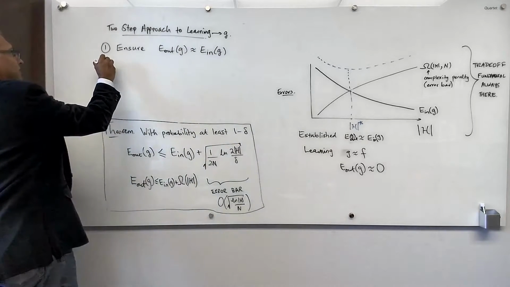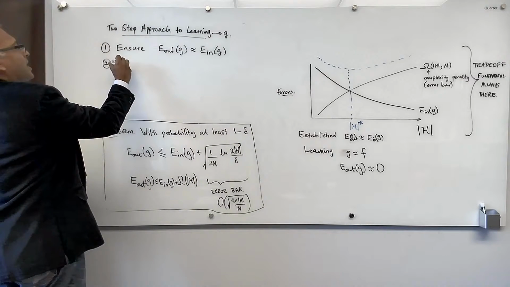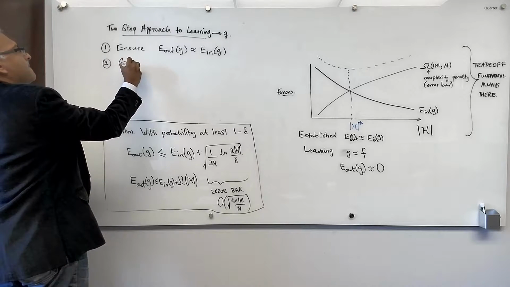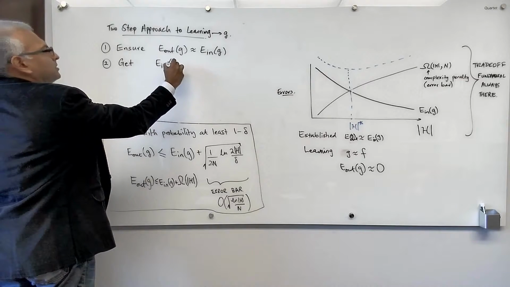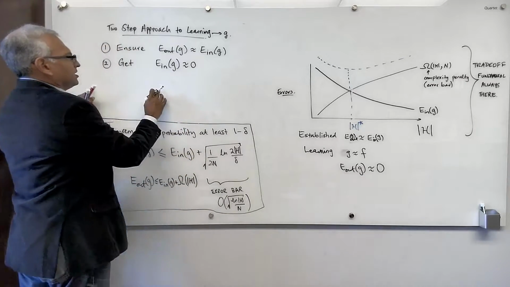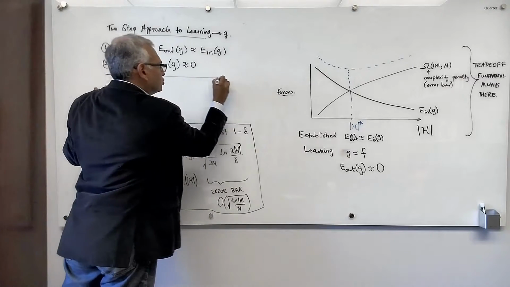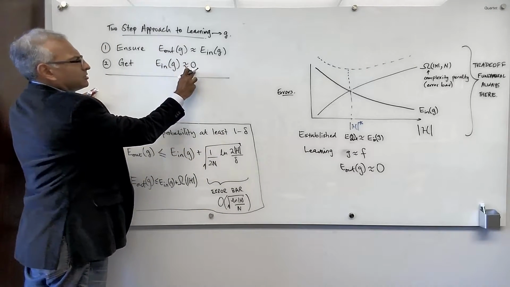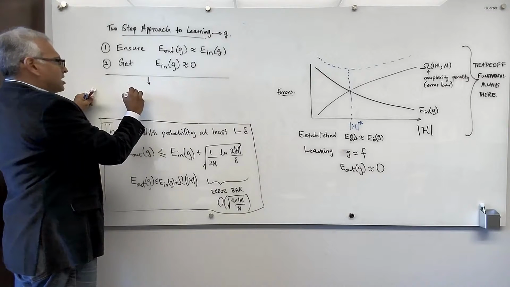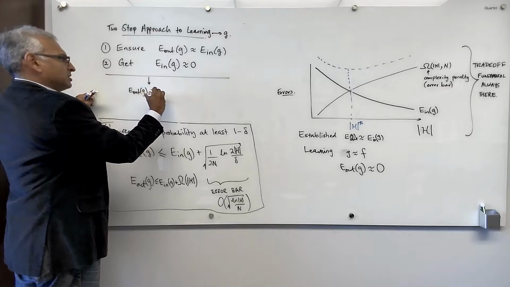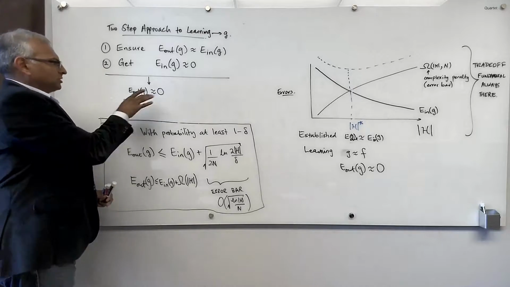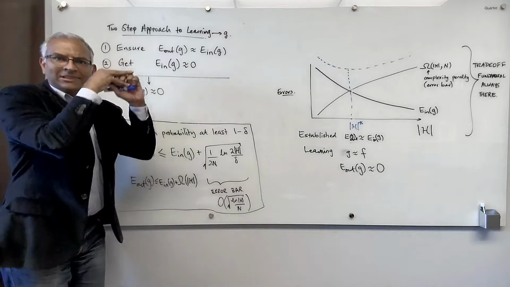So step 2 of learning is to arrange or get Ein of G approximately equal to 0. And if I accomplish these two, then together, since Ein is close to 0 and Eout is approximately Ein, which is close to 0, these together imply that Eout of G is approximately equal to 0. Voila! I have gotten to where I want to be for learning.